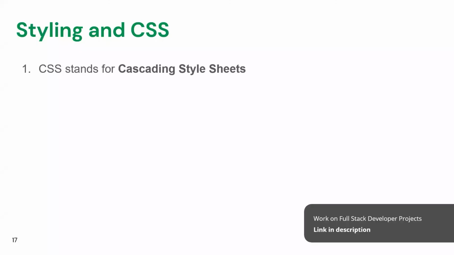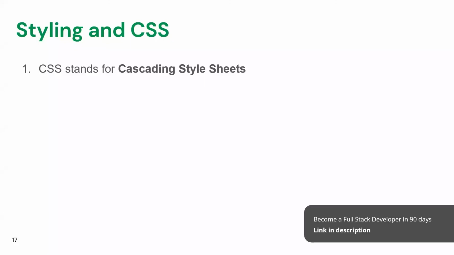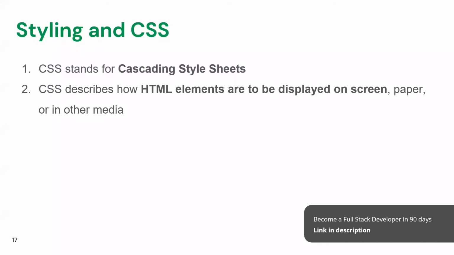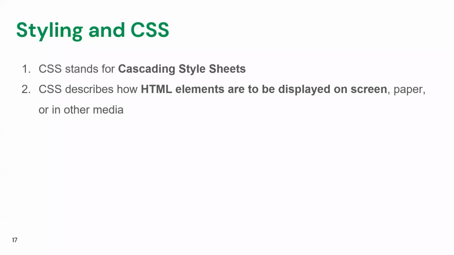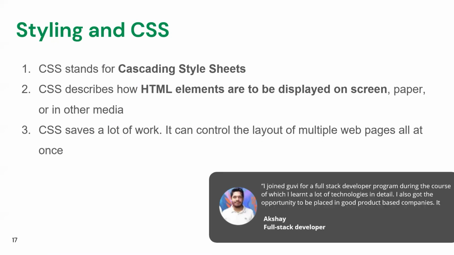CSS basically stands for cascading style sheets. These are normal syntaxes which are mainly used for some beautification, coloring or graphical effects in the content. CSS describes how HTML elements are to be displayed on screen, paper, or in other media. CSS saves a lot of work. It can control the layout of multiple web pages all at once.